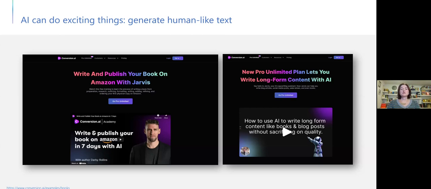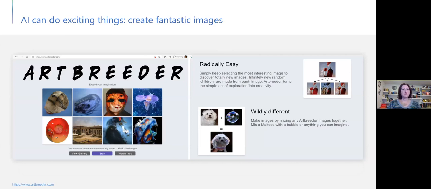And AI can do really exciting things. You know, it can generate human-like text. So if you want someone else to write your next book, there you go. Or it can create visuals. It can create weird things that you could maybe not think about.